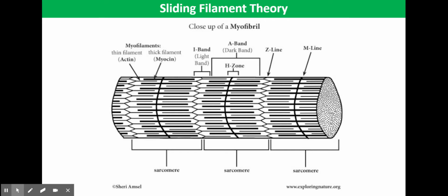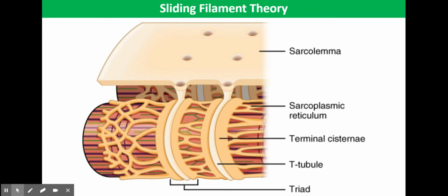The distance between two Z lines is called a sarcomere. This is the functional unit of the muscle. At rest, a sarcomere is about 2.5 micrometers long. The thick and thin filaments are surrounded by sarcoplasmic reticulum.